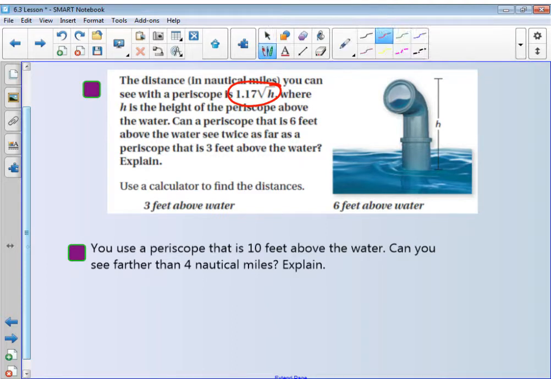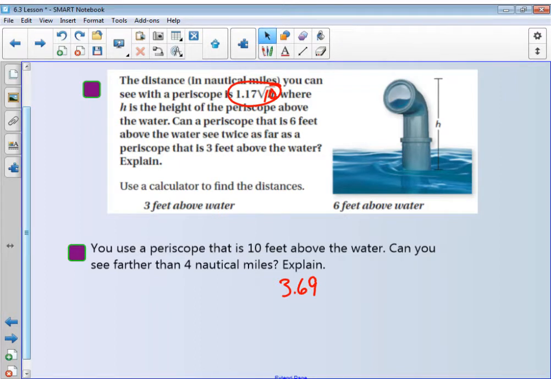We're going to plug in 10 here. So we're going to do the square root of 10 times 1.17. And when I do that, I get 3.69 repeating, or about 3.7. So can it see farther than 4 nautical miles? No, it's still only a little above 3.5 miles.